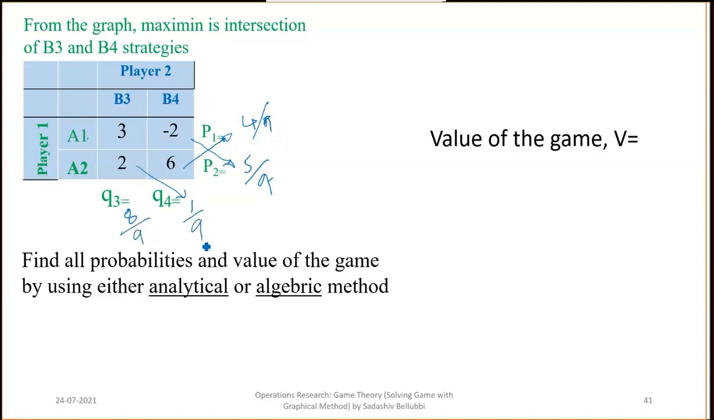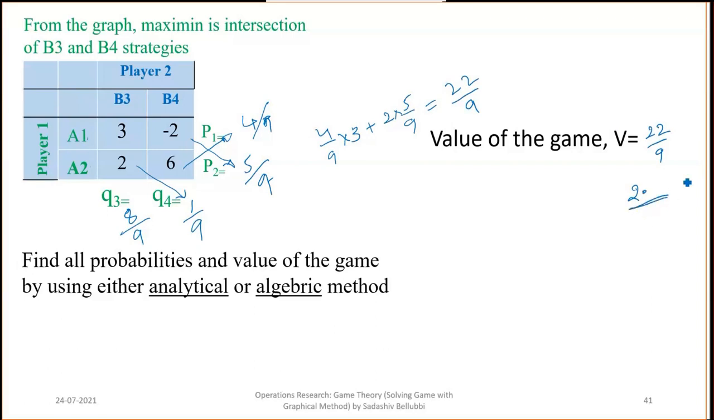Now, in order to find the value of the game, you can multiply P1, P2 with any one of the columns. If you multiply with the first column, then 4 by 9 into 3 plus 2 into 5 by 9. This answer is 12 plus 10, that is 22 by 9. This answer is almost 2 point something.